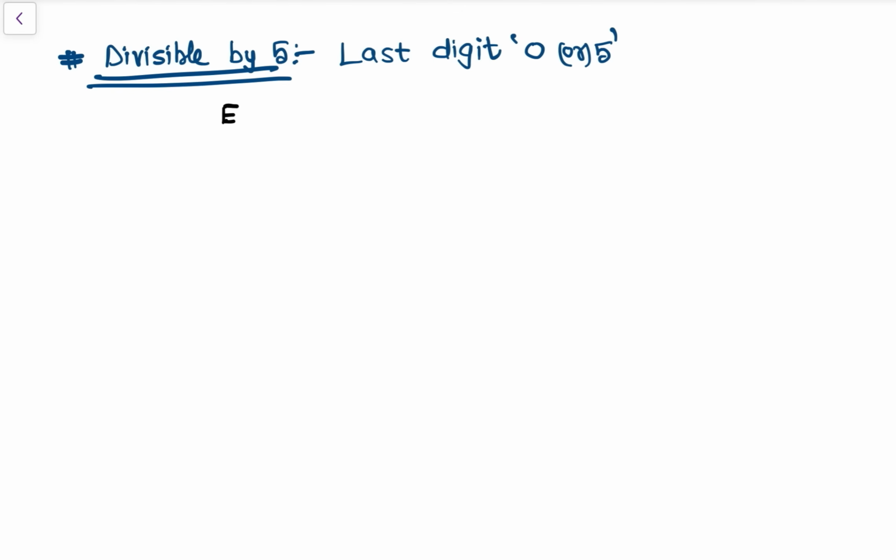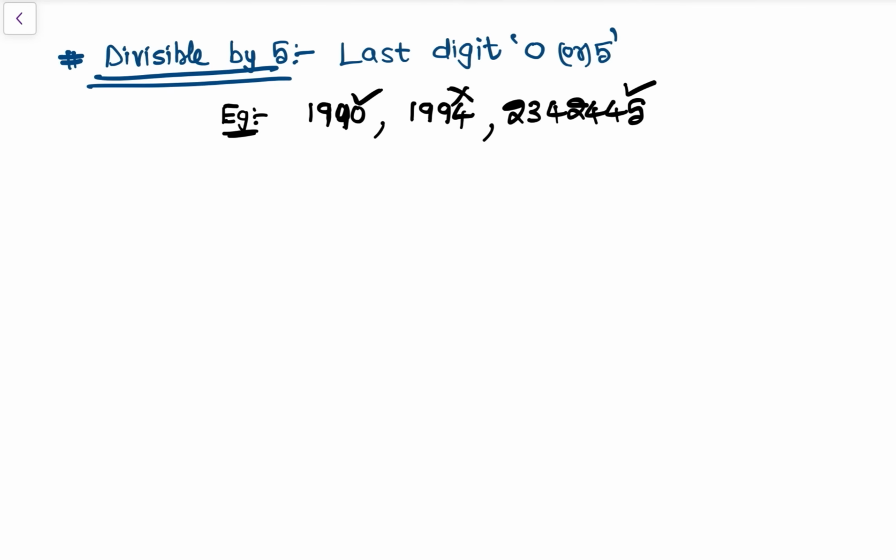Example, 1990. 1990 is divisible by 5 because the last digit is 0. And 1994 is not divisible by 5. Similarly, 2342445 is divisible by 5 because the last digit is 5. So the last digit should be either 0 or 5, otherwise it is not divisible by 5.